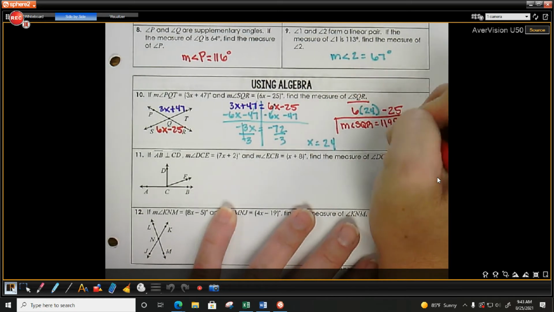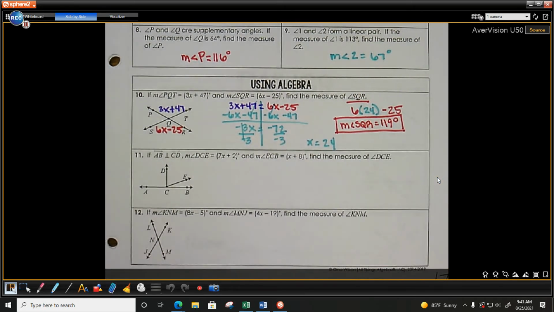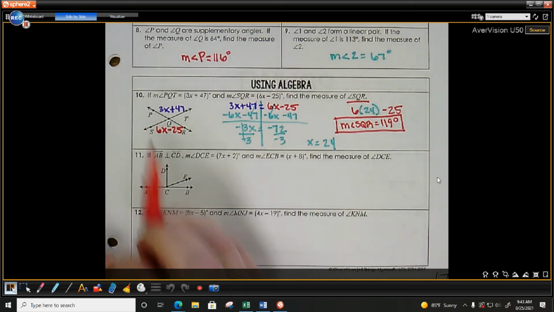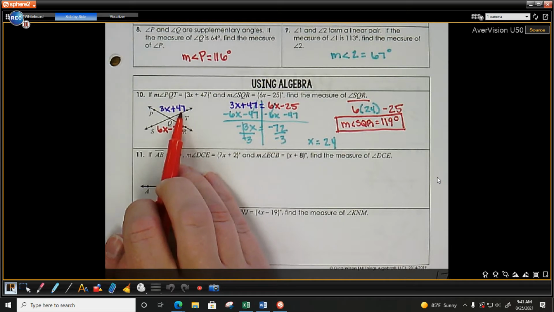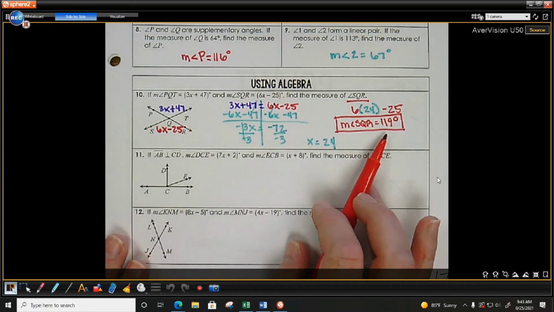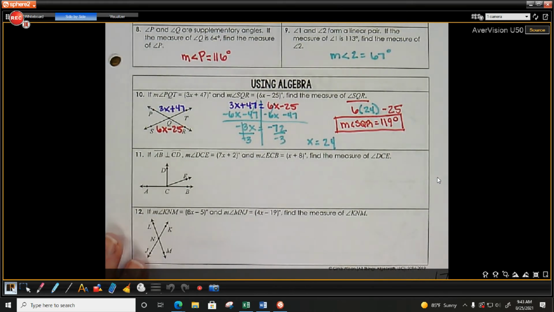Guys, can you check yourself and make sure that x is actually 24? Yes, you can also plug 24 in here for x. What's 3 times 24? 72 plus 47? 119. Does that match the other angle? Yes, they should be equal to each other because they are what kind of angles? Vertical angles. Okay?